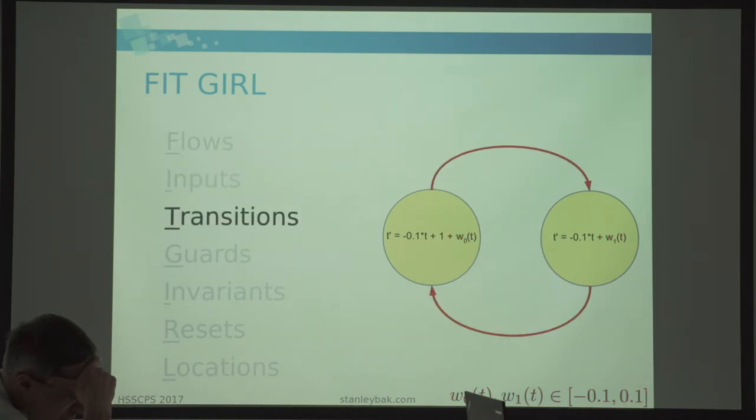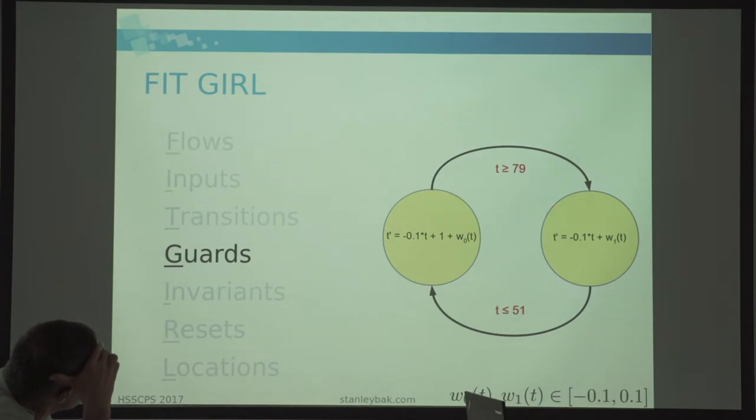Transitions. So finite state machines, you have transitions. You also need the rules on the transitions. Those are the guards. And so these are state-based switches. If the temperature goes above 79, in this case, then you can take this guard. And so notice I said can take this guard. Doesn't mean you're forced to take the guard. So they're not urgent transitions.